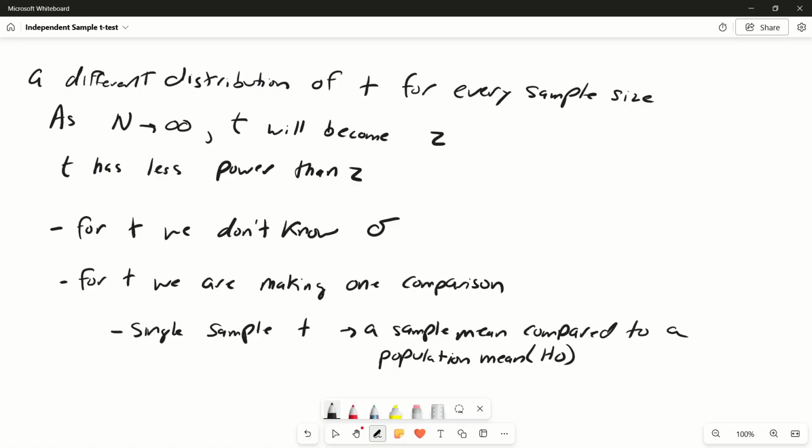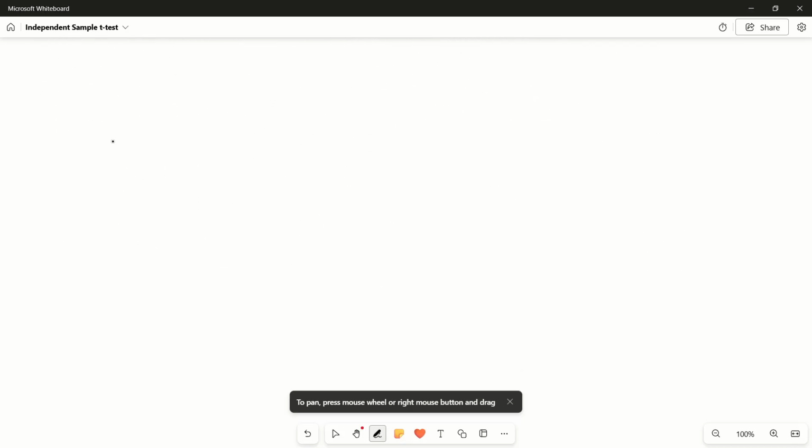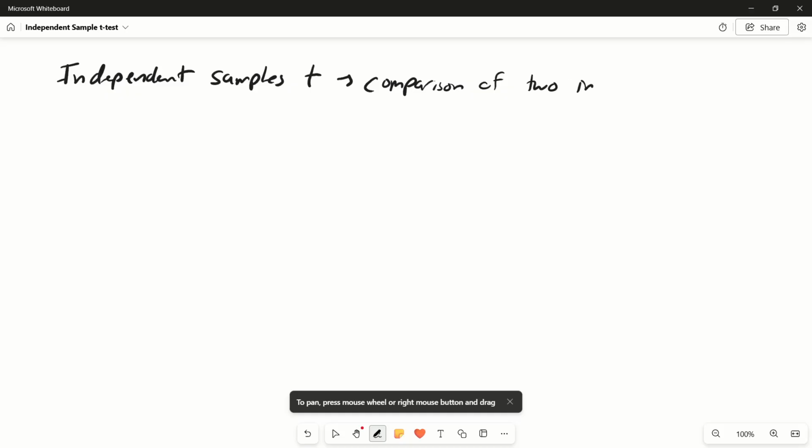With the independent samples t, we have a little bit of a different situation going on. So for independent samples t, we don't know sigma still. I mean, that's obvious for all t-tests. We don't know sigma, the population standard deviation. But this is a comparison of exactly two independent groups.